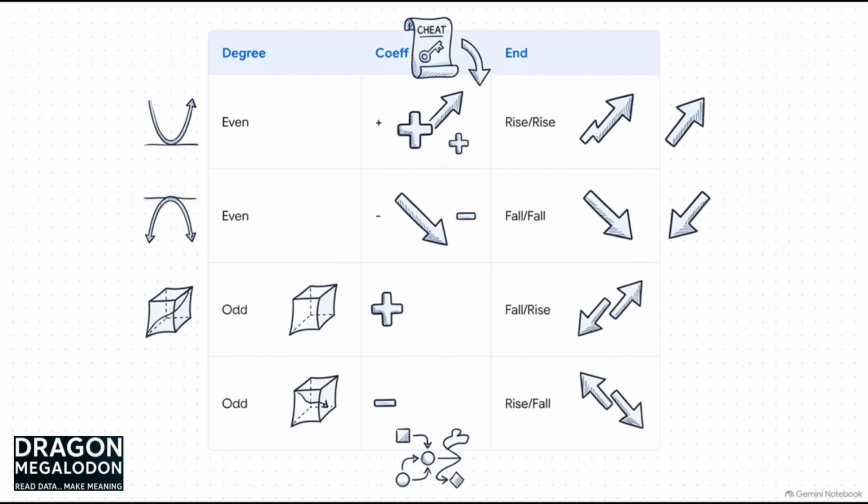If you've got an even degree and a positive coefficient, both the left and right ends rise. If it's even and negative, well, they both fall. But if that degree is odd, the ends are going to go in completely opposite directions. It's a perfect predictive matrix for your graphs and behavior.